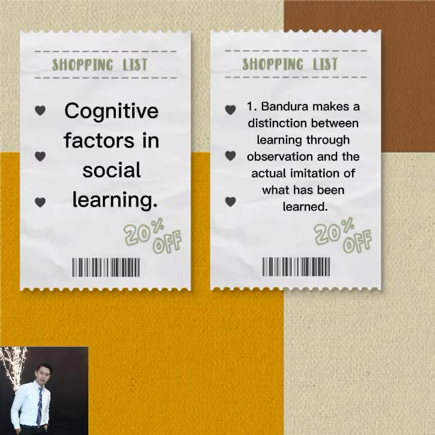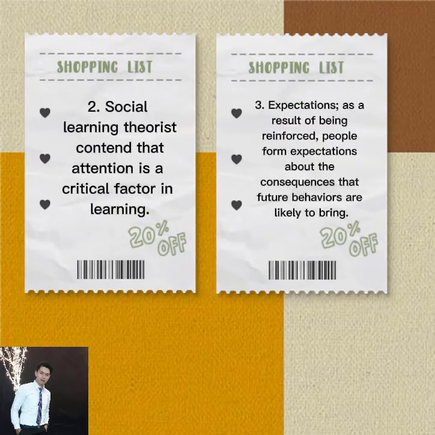Cognitive factors in social learning. Cognitive social learning theory suggests that humans learn behavior by observing others and choosing which behaviors to imitate. Behaviors that are rewarded are more likely to be repeated, whereas behaviors that are punished are less likely to be repeated. Now, social learning theories contend that attention is a critical factor in learning because attention allows us to plan or preview, monitor, and also regulate our thoughts and actions.